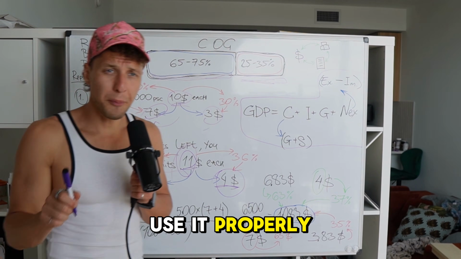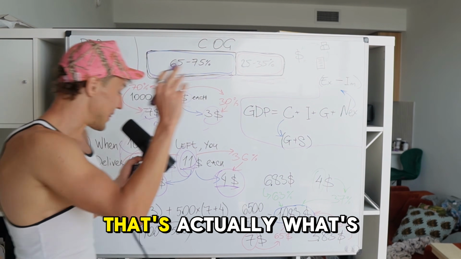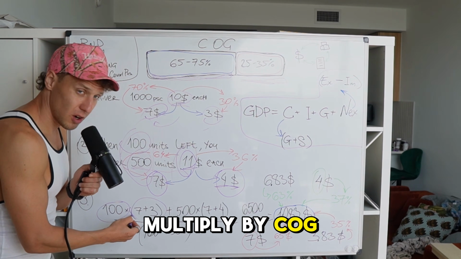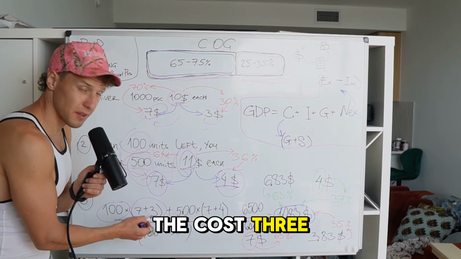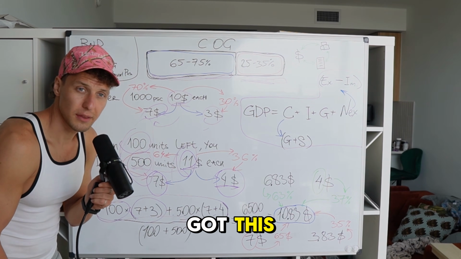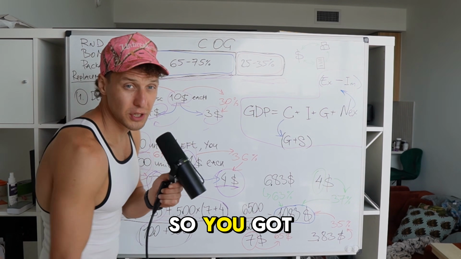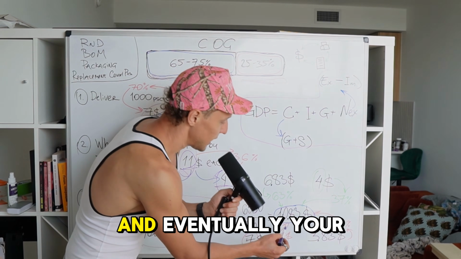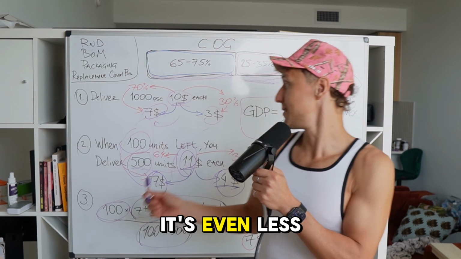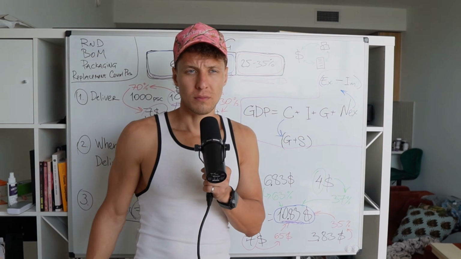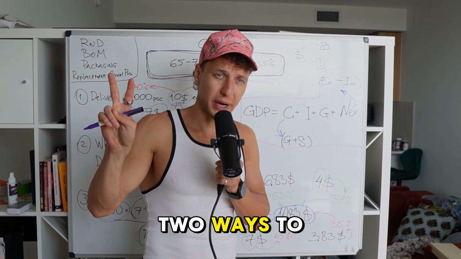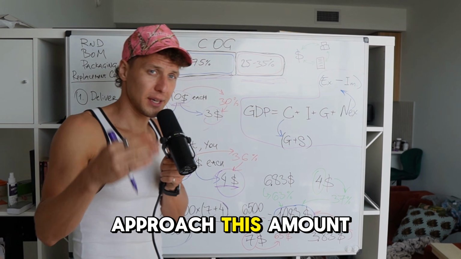But if you use the proper Amazon metric processor, that's actually what's going to happen. You take your residual 100 units, multiply by the COGS that you incurred, $7 for the cost and $3 for the freight, plus 500 units times 7 plus 4. So you get this, and you divide it by the 600. So you get 6,500 divided by 600, and eventually your COGS would be $10.83, which is good. It's even less than 11. Now, what's up with that? So the point is, there are two ways to approach this amount.